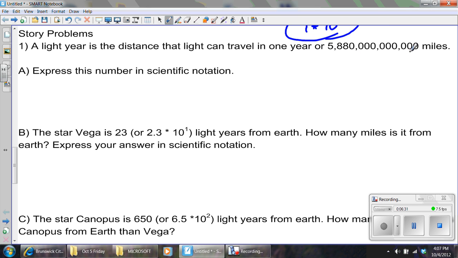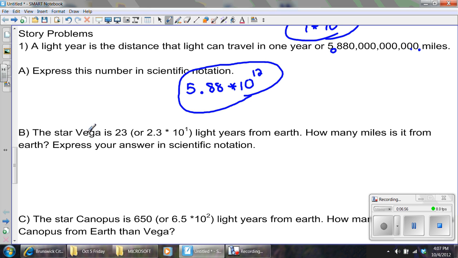Well, I see the decimal point is here. I need it to be here. My decimal portion of scientific notation answer will be this. And then I count 1, 2, 3, 4, 5, 6, 7, 8, 9, 10, 11, 12 times 10 to the 12th power. That is one monstrously large number.